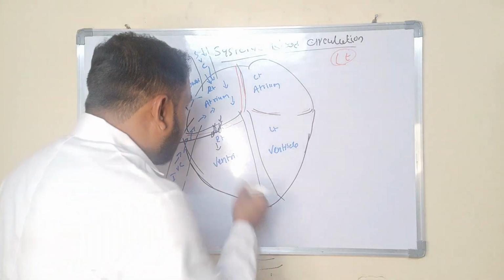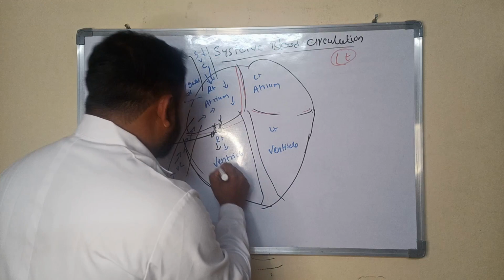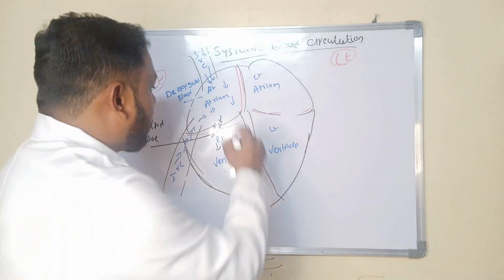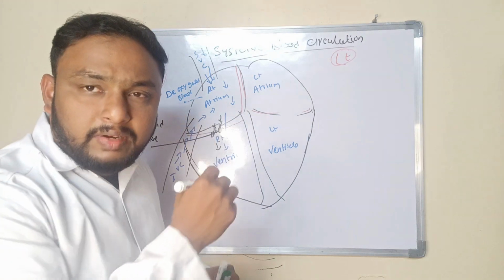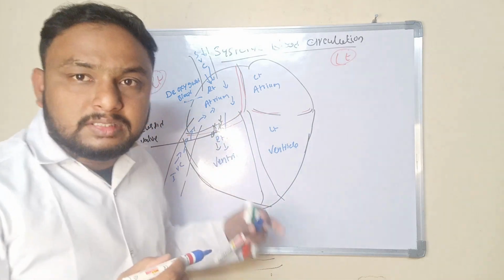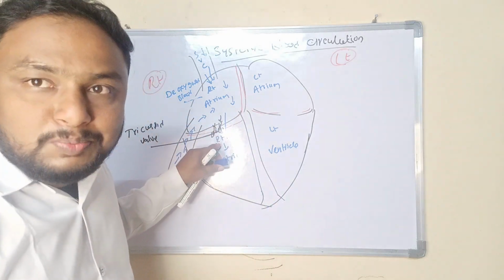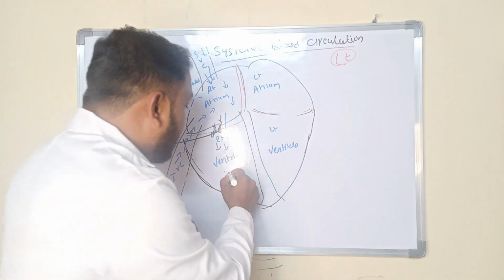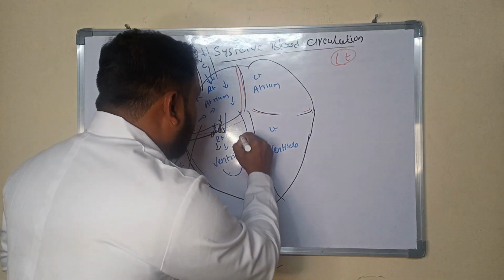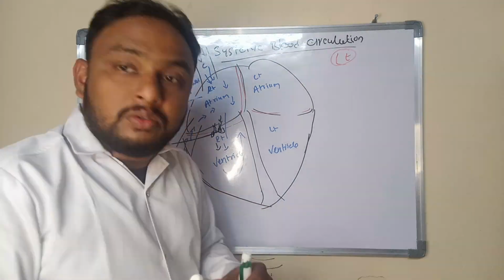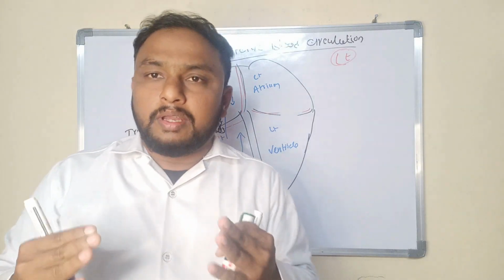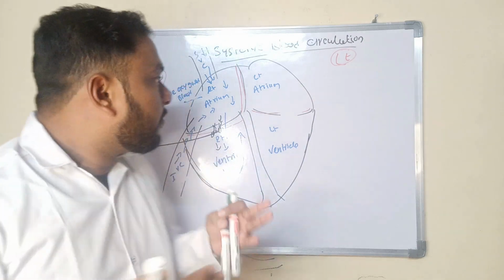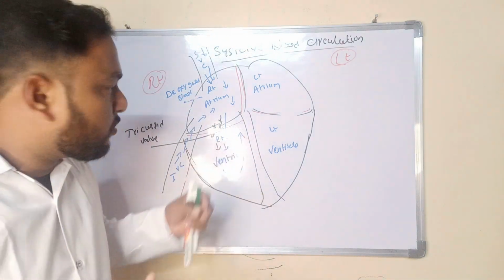Through this tricuspid valve, blood is coming from the right atrium to the right ventricle. The blood here is deoxygenated blood again. From the right ventricle, what is happening? From here, blood is going to the lungs, for purification.